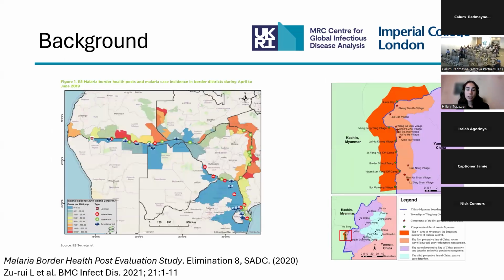And setting up test and treat screening posts is another strategy for intercepting infections. And so historically, these border posts have been used on borders such as the Cambodia, Thailand, Laos border, Bhutan, India, the Elimination 8 region of Southern Africa, which is shown on the left, and along the China-Myanmar border, which is shown on the right in the purple and blue regions. And there are published descriptions of these border post interventions in the literature, but there's very little quantifiable evidence about the intervention's effectiveness.